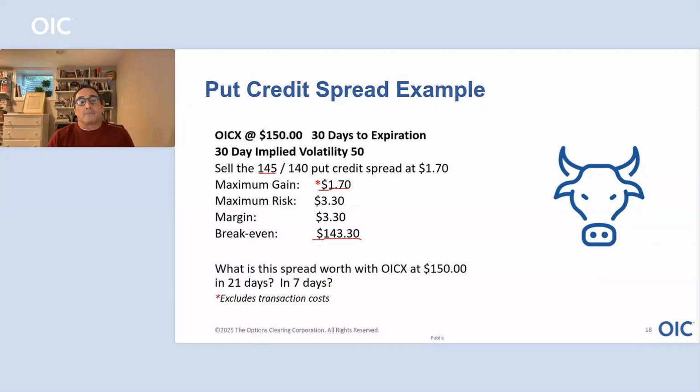And obviously, the spread's going to be worth less with 21 days to go, and even less with 7 days to go, because remember, both of those options are comprised of 100% time premium, and in this case, Theta is our friend. Time is eroding the value of both options, but because we sold the more premium heavy 145 put, Theta is actually working in our favor. We want those options to expire and lose value.